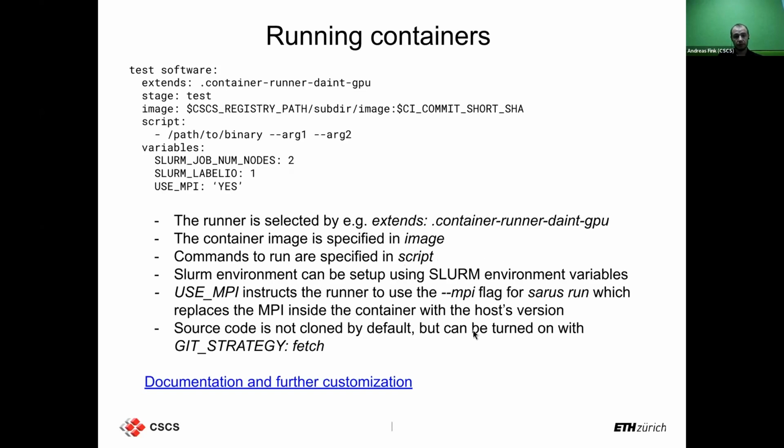And yeah, by default, we do not fetch the source code on this runner because it's almost never needed to fetch the source code again, because it has all the software already built inside the container. So typically it's not needed. But in case you need it, you have to set the variable git strategy to fetch. It's also mentioned in the documentation, and there are more variables that you can use. Again, please refer to the documentation of this.